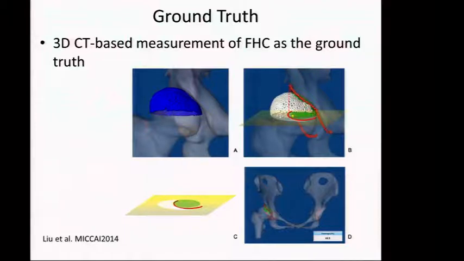The ground truth is a 3D measurement, which was introduced by my group based on the CT segmented model. And as you can see, we actually have exactly the natural shape of the dysplastic femoral head, and then we can calculate the upper femoral head part, the ratio between the covered and the complete upper part, which is regarded as the measurement of the femoral head coverage.